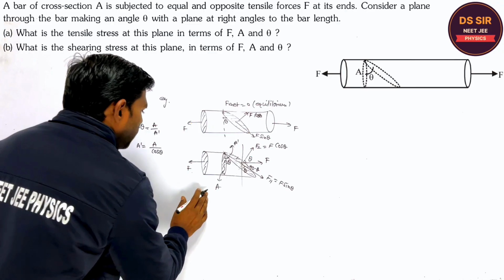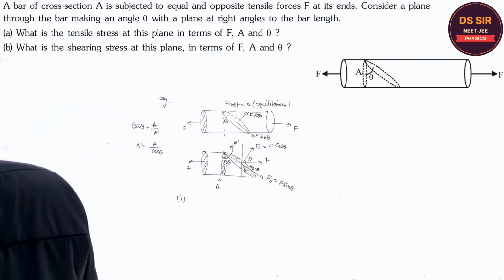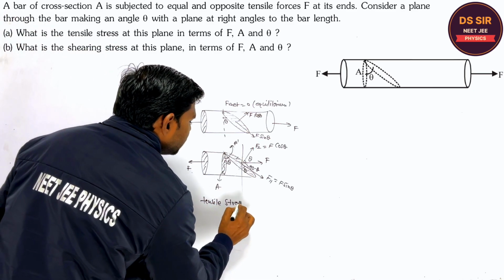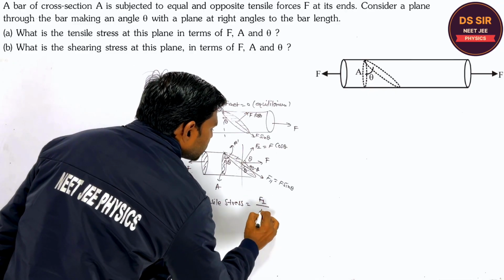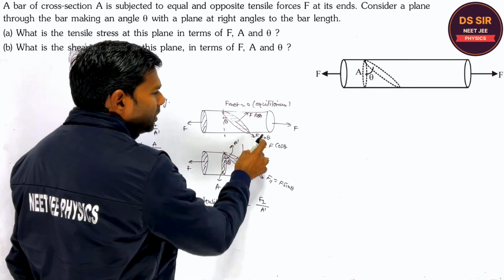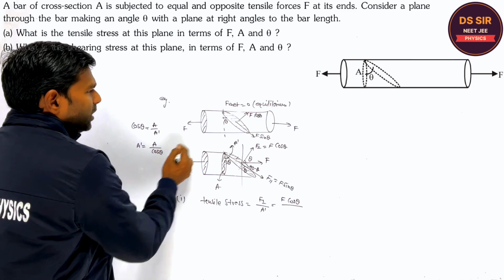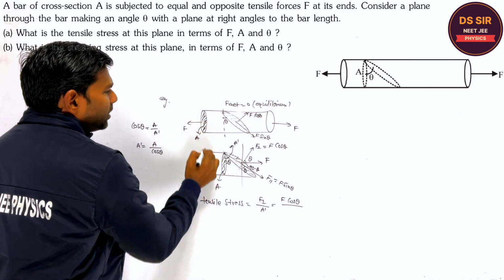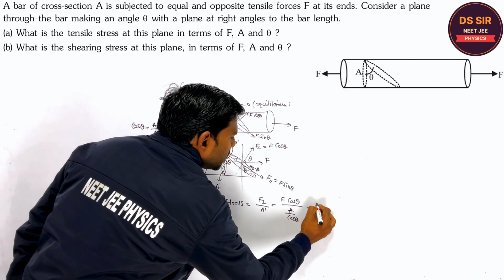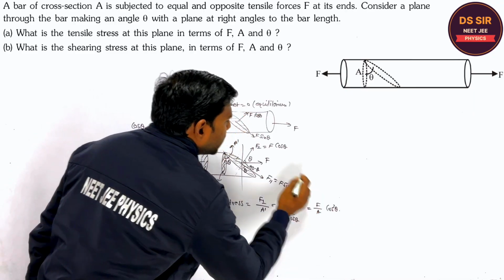Right. So in the first part, they are asking the longitudinal tensile stress. Tensile stress is nothing but perpendicular force upon area. Here the area will be equal to A dash. So what is the perpendicular force? It is equal to F cos theta. And what is the A dash in terms of this cross section area A? This is A, so this is equal to A upon cos theta. So the tensile stress is F upon A cos square theta in this case.